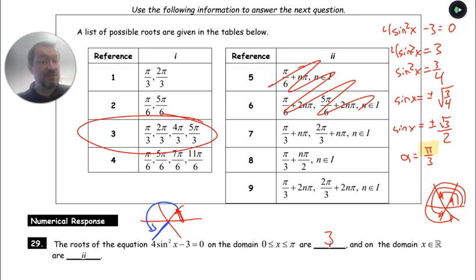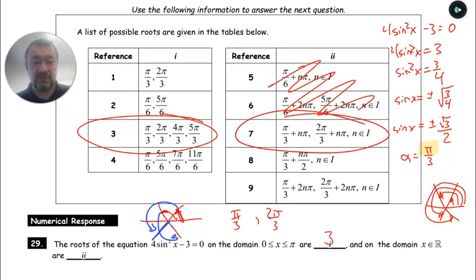That just happens to be a result of the symmetry of the problem. If I take this angle right here and add pi to it, I'm going to get this angle down there. So really what I need are the two angles, pi over 3 and 2 pi over 3, and then I can expand on that by adding pi. So I'm looking for pi over 3 plus multiples of pi, and 2 pi over 3 plus multiples of pi, and that is 7.